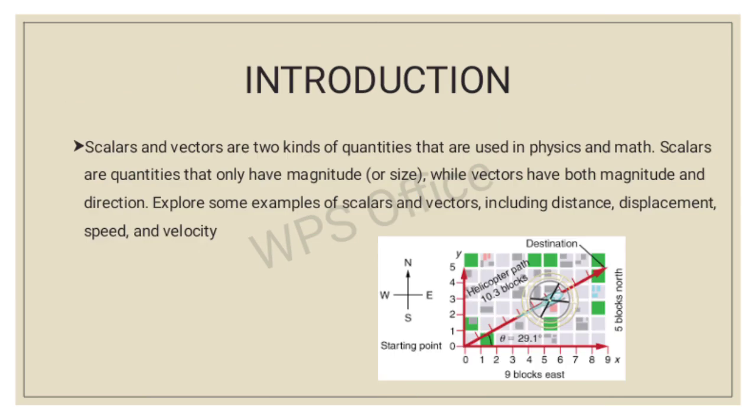First of all, I will talk about the first point, that is introduction. Scalar and vector are two kinds of quantities that are used in physics and mathematics. Scalars are quantities that only have magnitude or size, while vectors have both magnitude and direction. Explore some examples of scalar and vector, including distance, displacement, speed, and velocity.